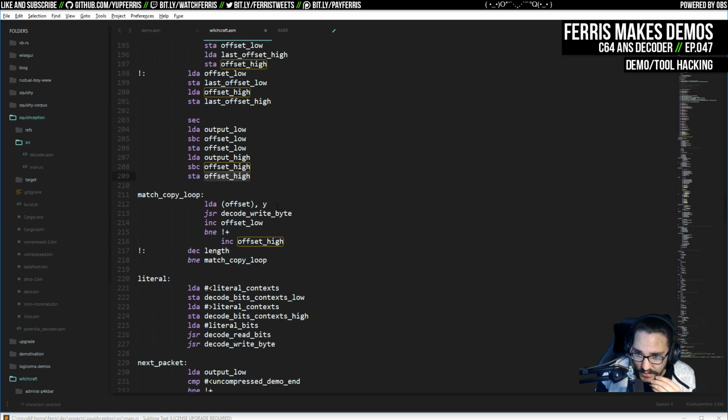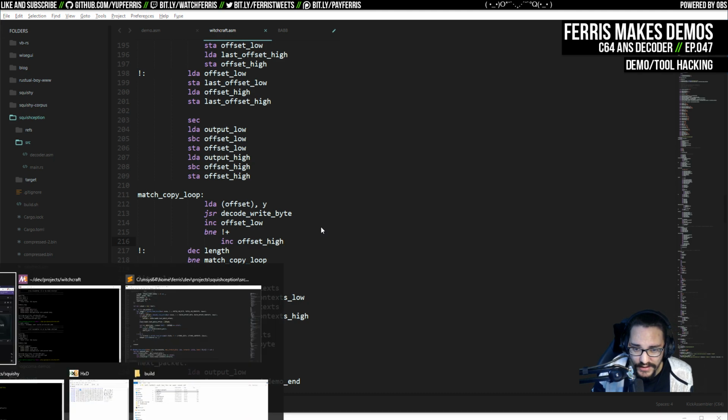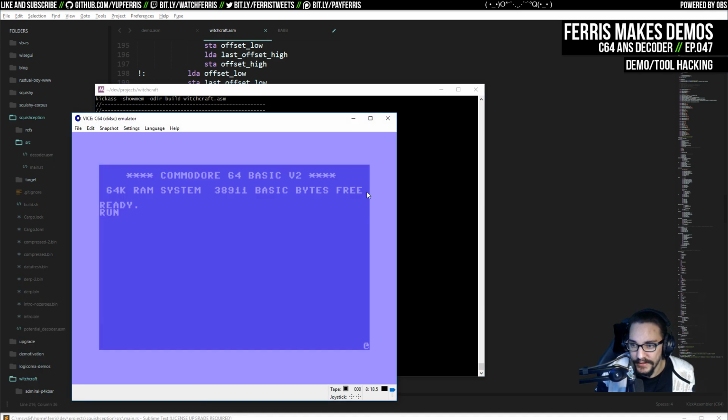So then offset. And here we load this. We write the byte. Update our offset pointer. And then we decrement the length, which should at least set the zero flag here when that's zero. I really feel like this should work. Yet it doesn't.